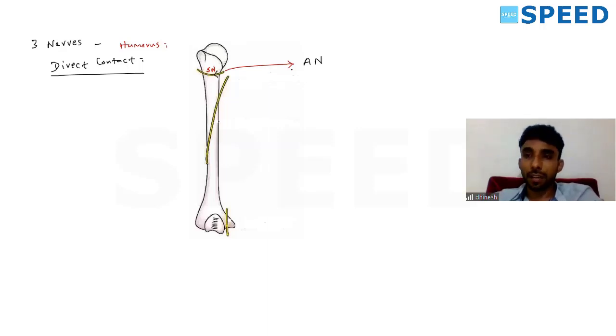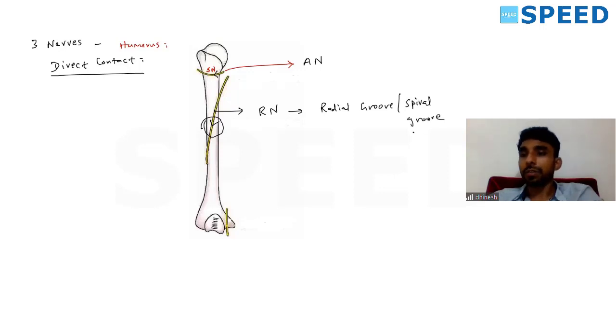And what will be the clinical features of axillary nerve injury? You will be knowing, in the previous slide we have discussed, isn't it? And can you tell me the nerve I am marking now? Yes, radial nerve. So the radial nerve is related to which part of the humerus? The radial groove, otherwise called the spiral groove of the humerus. And what is the location of the radial groove? Exactly, it is located at the middle of the shaft of the humerus.